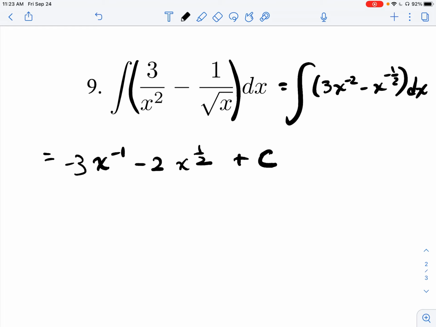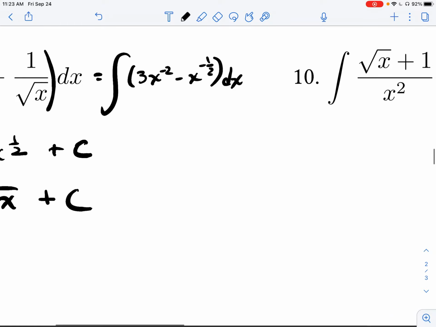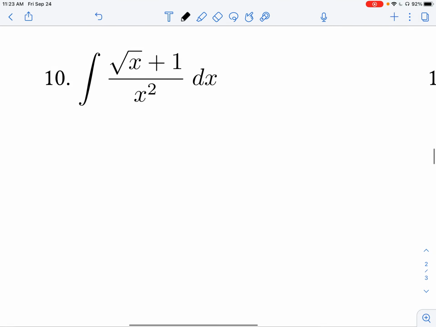So you can write your answer this way. You could also, if you want to, write this in radical form or rational form. Same deal. Okay. And let's just try one more together. Let's try something like number 10 here.